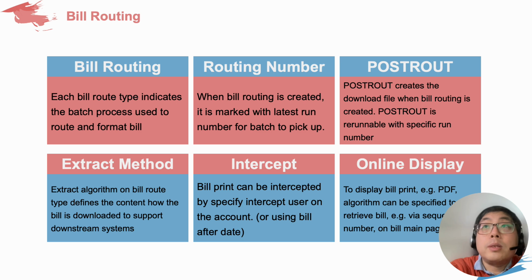Next one is online display. There is a button on the bill page. If you want to retrieve the bill and look at, for example, the PDF, you can specify where the system should look. Normally, this is based on the sequence number of the bill, and if you pass the sequence number with the URL, then you should be able to retrieve this particular PDF.